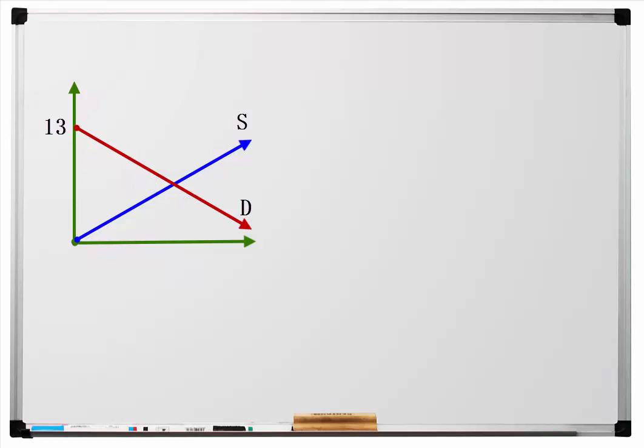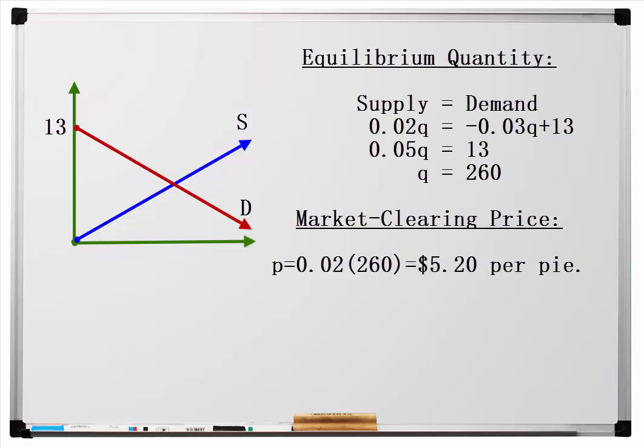Algebraically, to find the equilibrium quantity, we set supply equal to demand and we solve for Q. So doing this, we get that Q equals 260 pies per week. To determine the market clearing price, we plug this quantity into either supply or demand. It does not matter which one, you'll get the same answer. So we plug 260 in for Q in the supply curve to get $5.20 as the market clearing price.